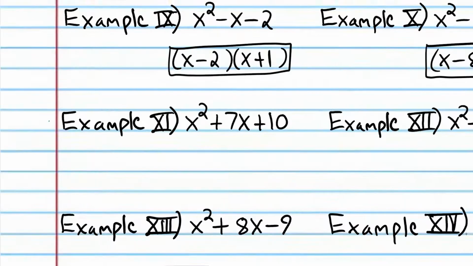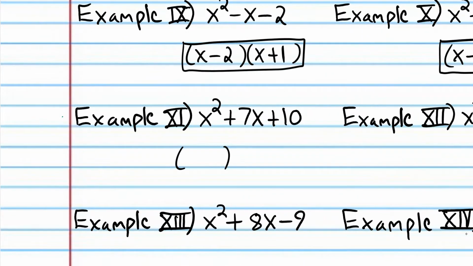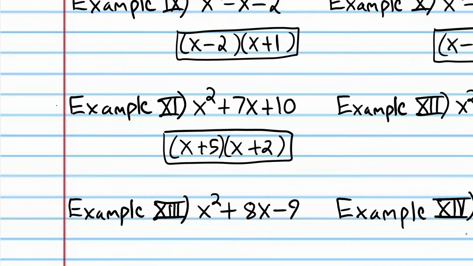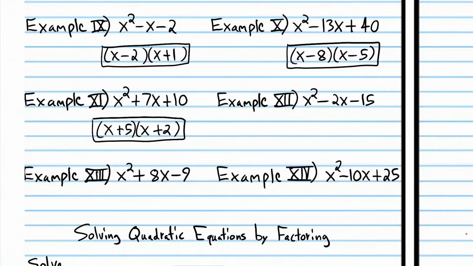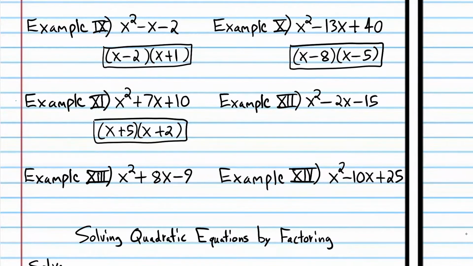All right, we're back. So two sets of parentheses, x, and it's going to be 5 and 2. 2 times 5 is 10, and 5 plus 2 is 7. So if you got that answer, good job. Go ahead and try example 12, and when you come back, we'll do it together.